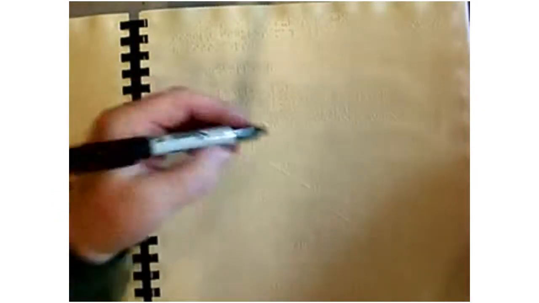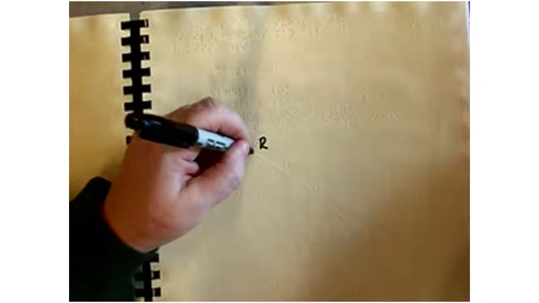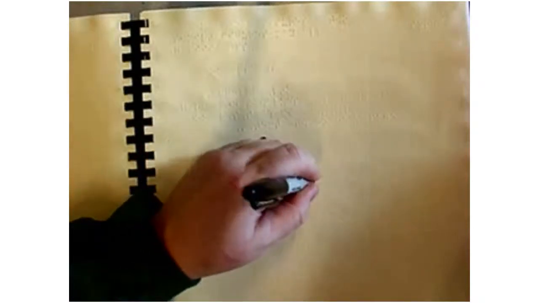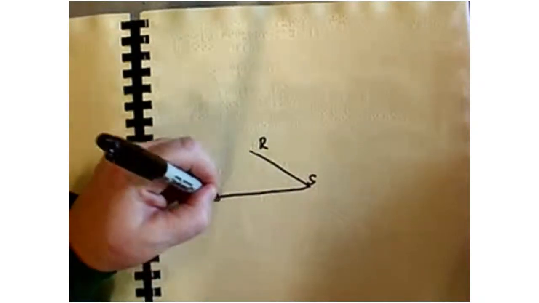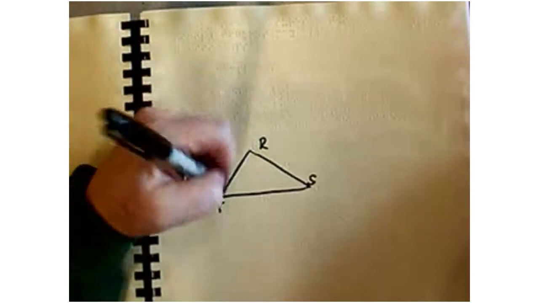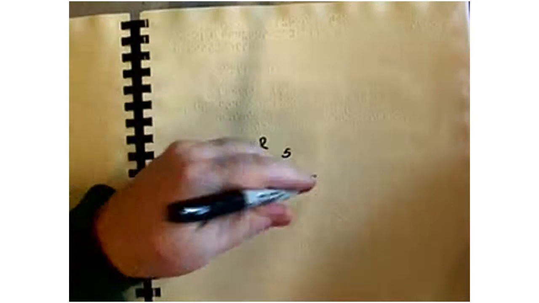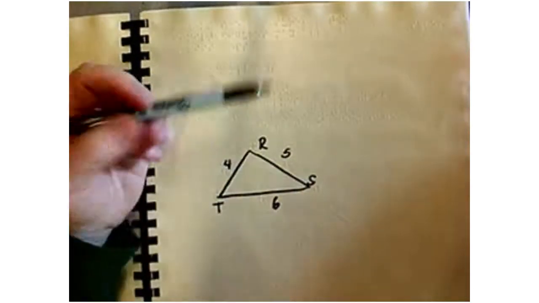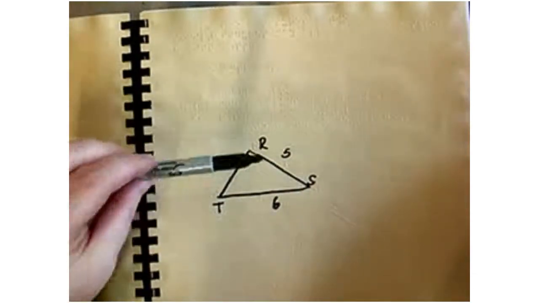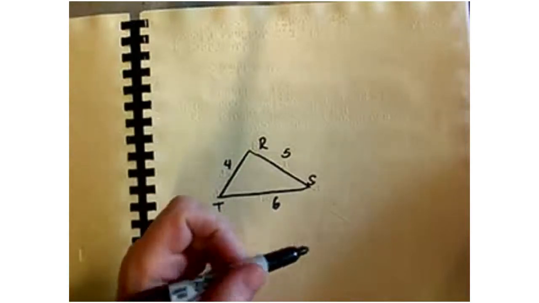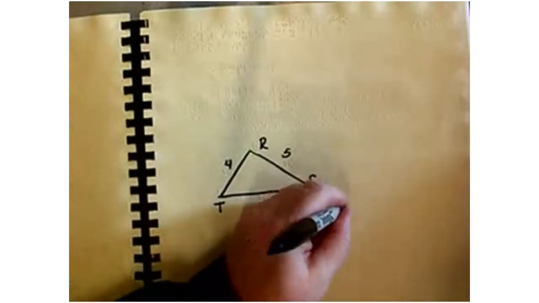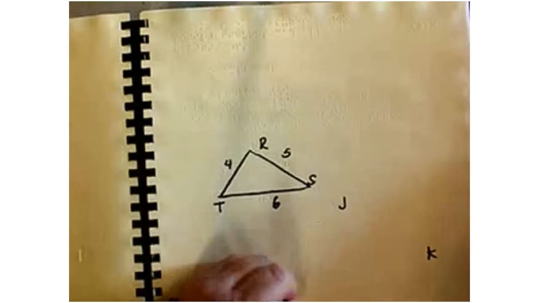RST is the top triangle. R is the top, S is the bottom right, and T is the bottom left. And from R to T is 4, from R to S is 5, and from T to S is 6. They say that's similar to the triangle down below, JKL. That's what they told us.